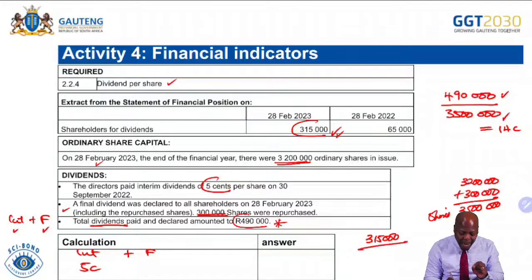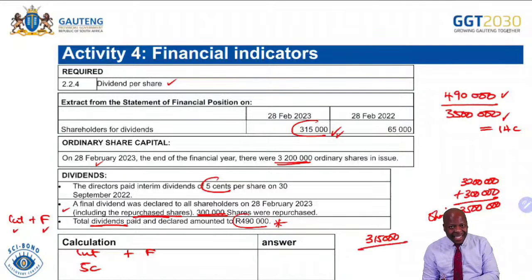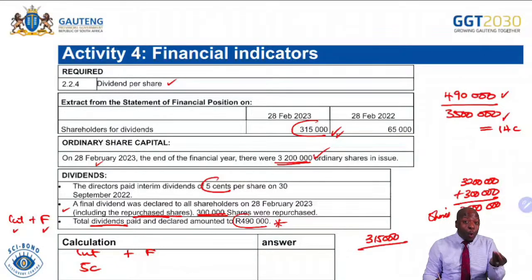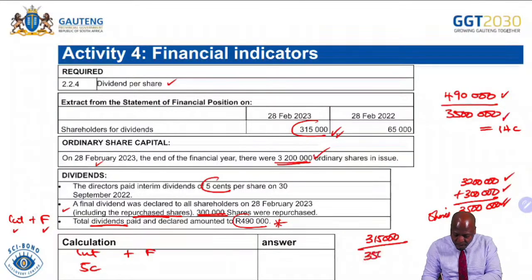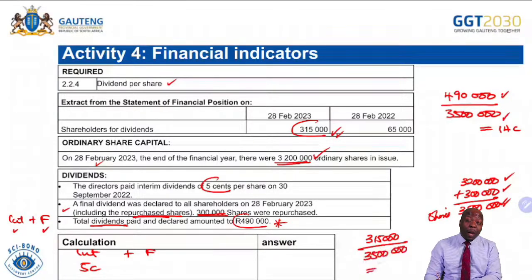But in this question, we are told that even the shares repurchased will get the final dividend. So that simply means I'll take the shares that were there at the end when we're declaring the final dividends, but the shares repurchased will also get it. Hence, we come back again to the 3.2 plus the 300, which gives us the 3.5. So I'll say 315,000 divided again by the 3.5 million shares. And this will give you how much? If you punch it in your calculator, you're saying 315,000 divided by the 3.5 million.